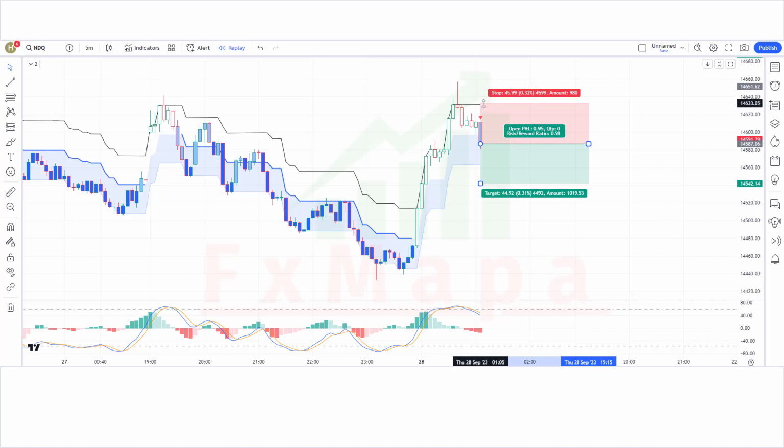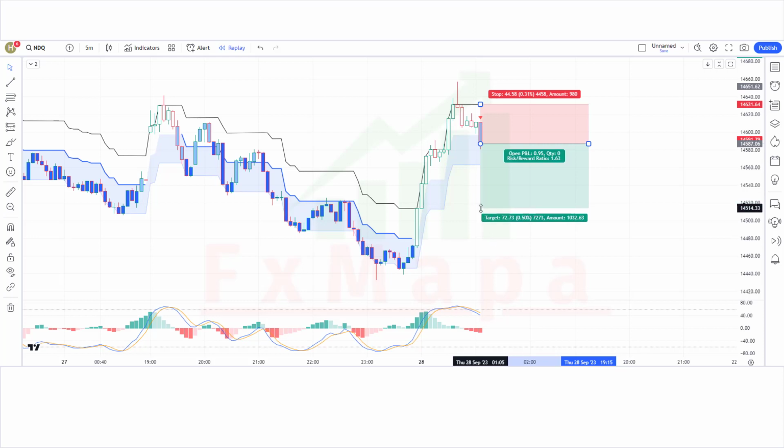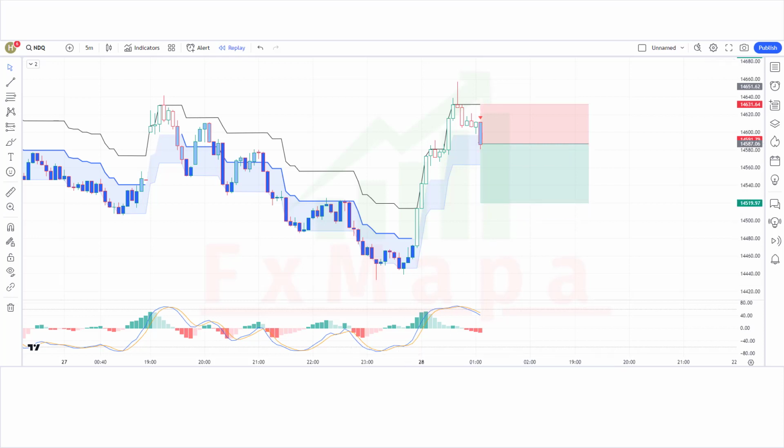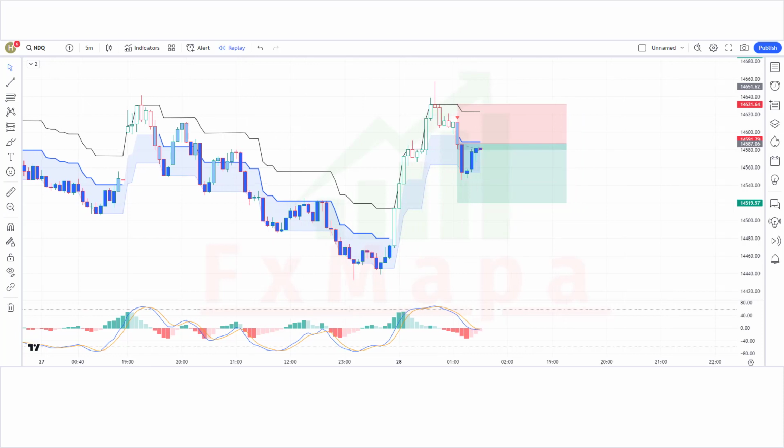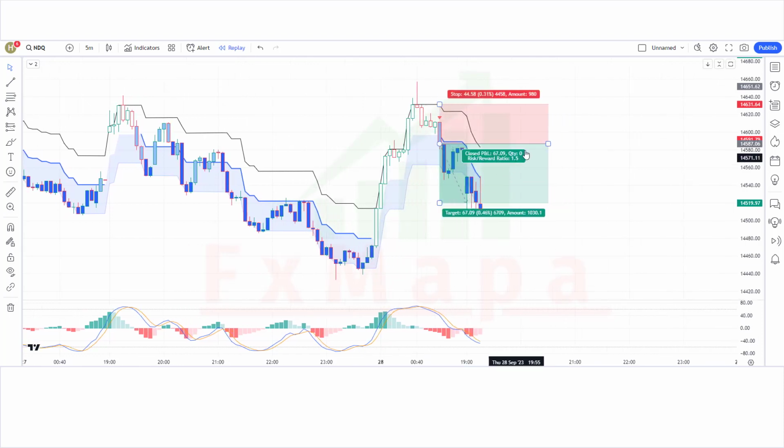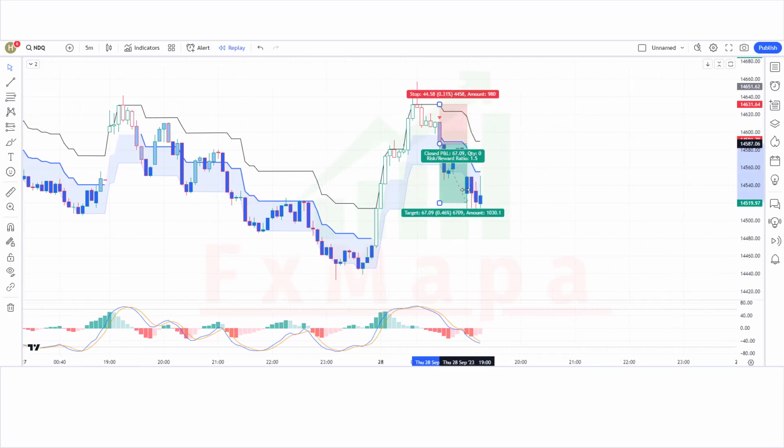Our stop loss will be placed at the higher line of the range filter indicator, and the risk to reward ratio will be 1:1.5. Let's see what happens to our trade. We have won the trade. Wait for the next signal.